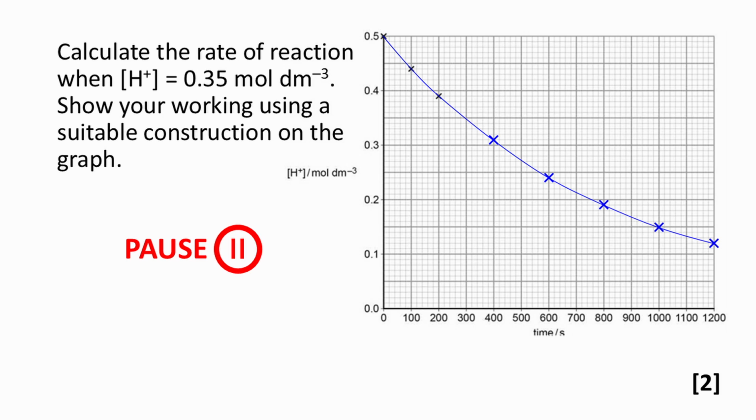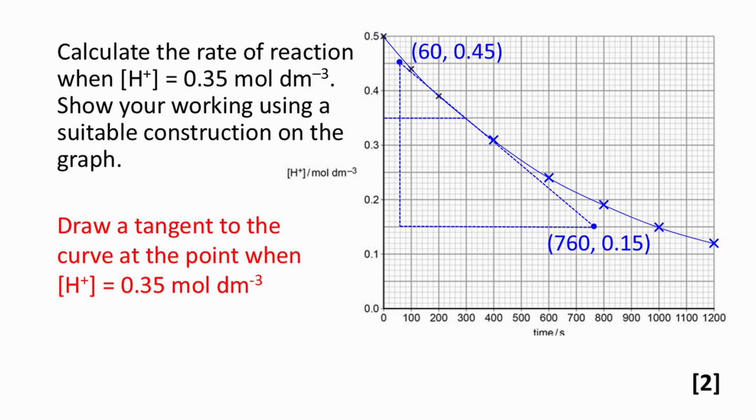Calculate the rate of reaction when H plus concentration is equal to 0.35 mole per decimeter cubed. Show your working using a suitable construction on the graph. Once again, annotate the graph clearly using a sharp pencil and ruler. Take some time to line up your tangents. A transparent ruler can be helpful so that you can still see the line of best fit. A longer tangent helps with accuracy. I have drawn a right angle triangle and annotated the coordinates that I will use to calculate the gradients.